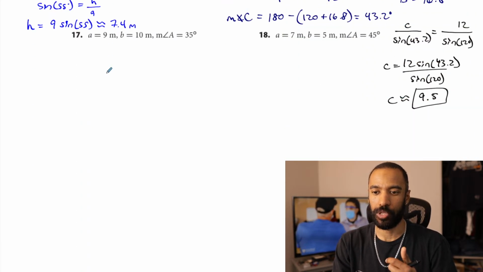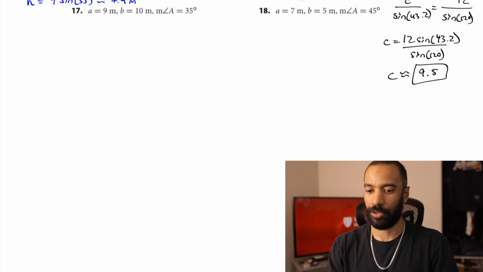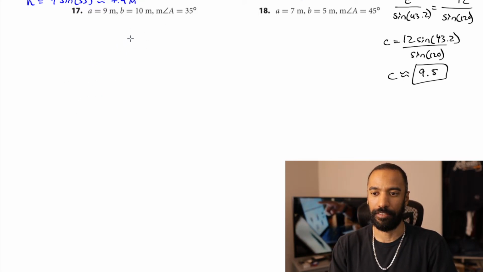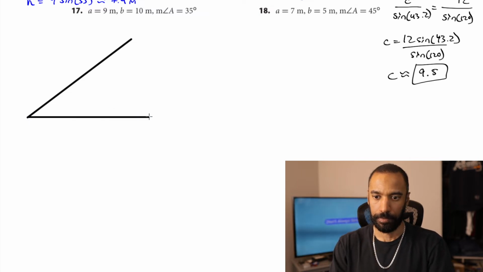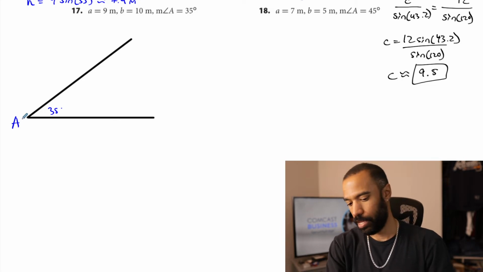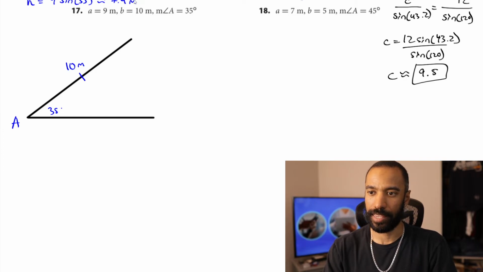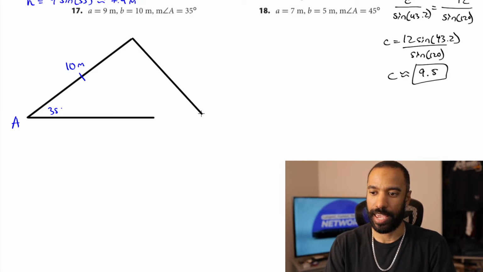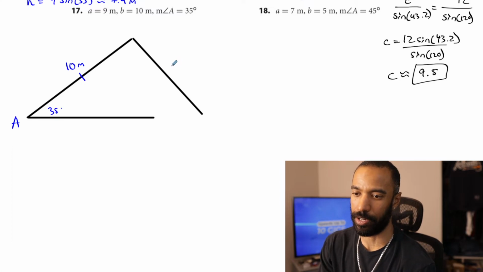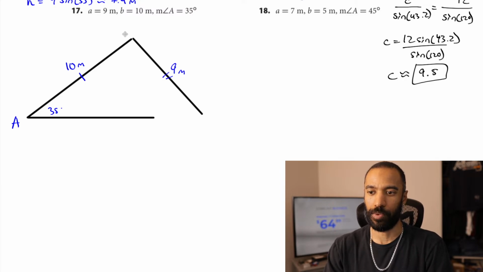Okay, let's jump to number 17. Number 17, we have an acute measure angle A. Gosh, we're almost hitting the hour mark on this one. We have an acute measure angle A of 35 degrees. We have a B length of 10 meters, and this 9. The question is, is this 9 meter length long enough that I can reach this and make a triangle? The real question is, how long is this altitude?